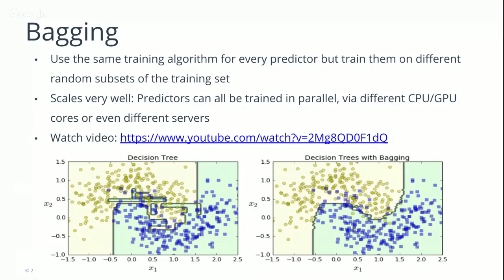Now, this scales very well. The predictors can be trained in parallel, which is to say that you give the predictors different subsets of the data, and you can process this using different CPU, GPU cores, or even different servers. And it's a great way to generate a bunch of individual weak models with the subsets of the data, and then aggregate each of those models together in order to generate a better model overall.